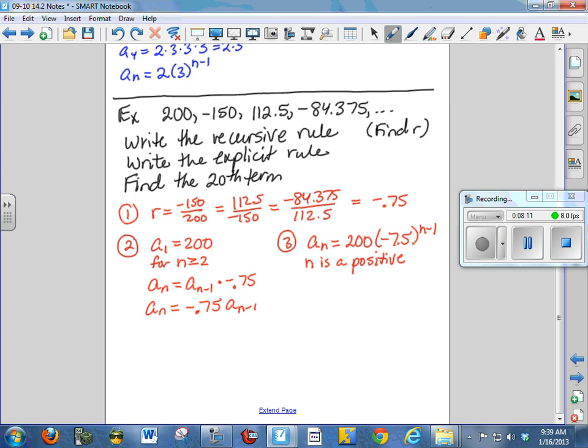N in math represents the natural numbers, or often the integers. So we use n when we're talking about whole numbers. So in this particular case, positive numbers when we're talking about a sequence.